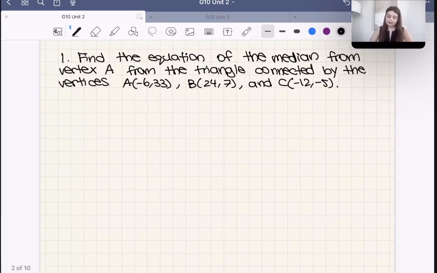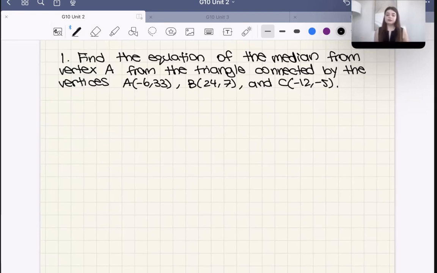This one says, find the equation of the median from the vertex A, from the triangle connected by the vertices A is -6, 33, B is 24, 7, and C is -12, -5. Okay, so this is basically the segment that connects point A, from vertex A to the midpoint of B and C. So I think maybe to find that, it would be helpful if we found the midpoint of B and C, right? That could be a helpful thing to go ahead and do.